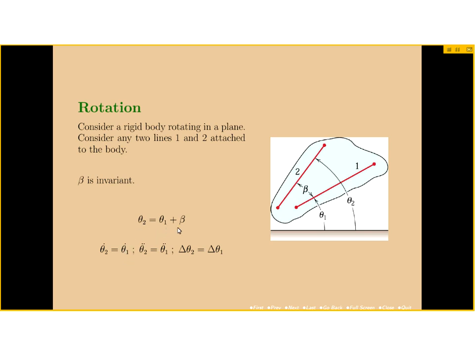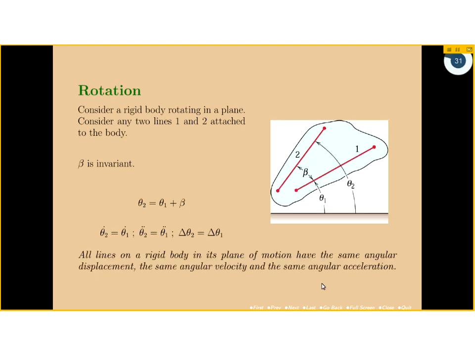We can also take the second time derivative of this equation, and if we do, we get theta 2 double dot is equal to theta 1 double dot. So this equation tells us that the angular acceleration of line 1 is the same as the angular acceleration of line 2. Or we can do a small increment of this equation. If we do a small increment, we say that the small increment in theta 2 is the same as the small increment in theta 1 because there is no increment in beta.